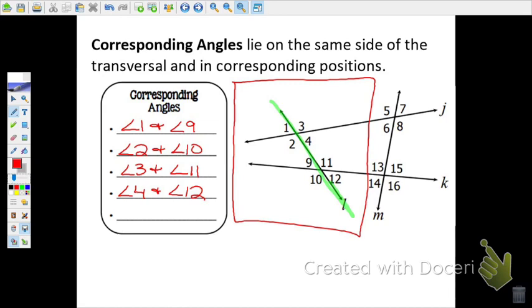So we have 4 pairs of corresponding angles. Each angle in one group corresponds with another angle in that other group. For each transversal, you're going to have 4 pairs. If we were going all the way around and looking at all the possibilities, we'd have all kinds of things that we were listing. We're just going to focus on that left side.